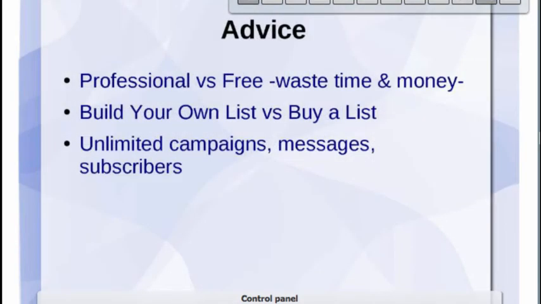So what are the tips? I recommend that you go with a professional autoresponder versus a free system, because free ones are a waste of time and money. I strongly advise you to get a professional one. Build your list versus buying a list. You can buy a list, but I highly recommend that you build your own, because people buy from you because they know you and trust you. If you buy a list, you don't know who they are, they don't know who you are, so same here, you're going to waste your time and money.